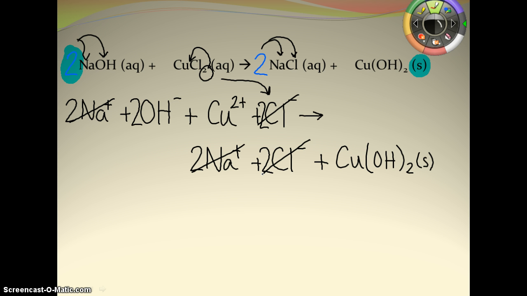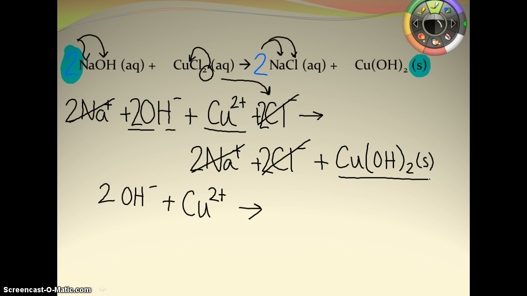So now that you have your complete ionic equation, you're going to rewrite it as your cleaned up net ionic equation. So you're going to start with the first thing here, which is our 2 hydroxides plus our copper(II) ion, yields copper(II) hydroxide solid.